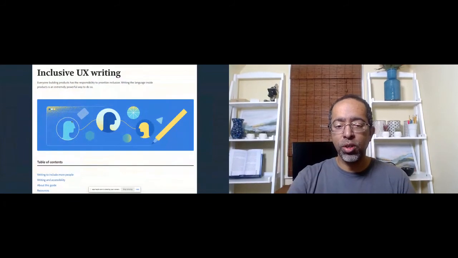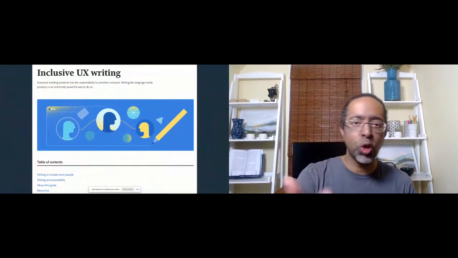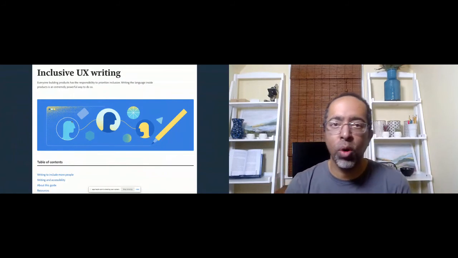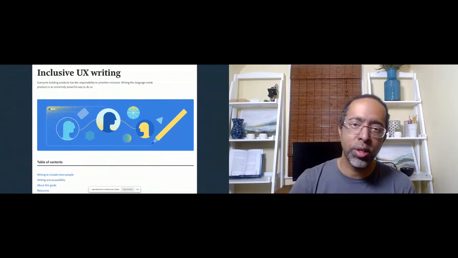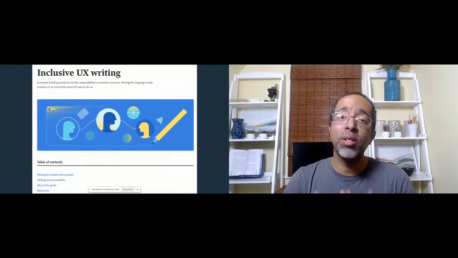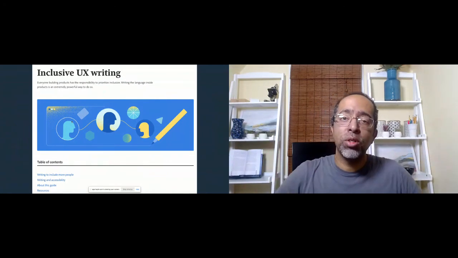We're seeing this start to pop up in design systems, right? So Adobe has their new design system, and that has a whole section dedicated to more inclusive UX writing. Intuit is starting to get into this realm as well. And a design system is an excellent place to embed that because design systems proliferate out to the rest of the company.